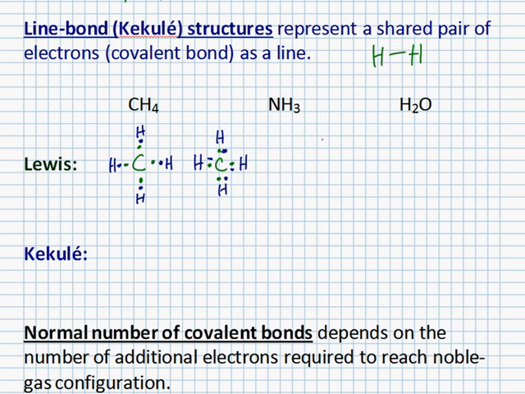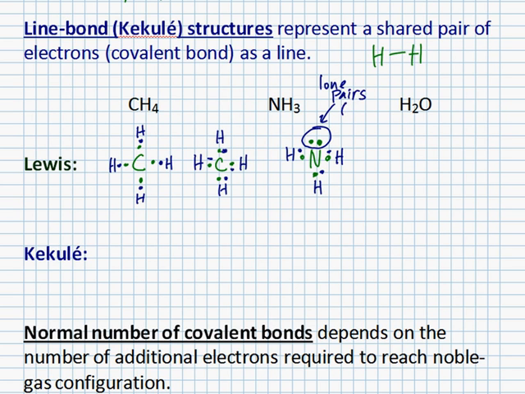So nitrogen, 5 valence electrons. I'm going to go 1, 2, 3, and then I'll put 2 of them together. We'll see why that is in a second. So in order to get up to 8 with nitrogen, we form 3 covalent bonds. So that's why NH3 is a compound. 3 of them get paired with nitrogen, and then we have 2 remaining that just are on nitrogen and are unshared. So those are called lone pairs.